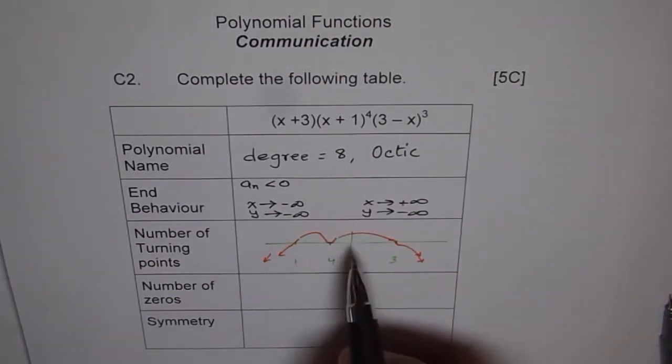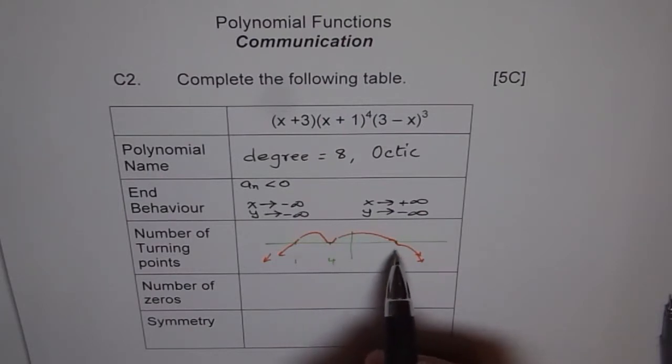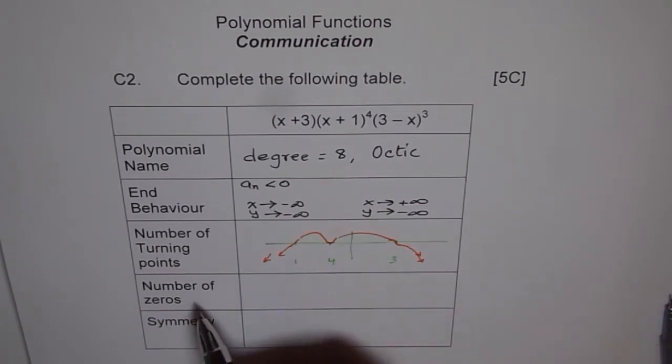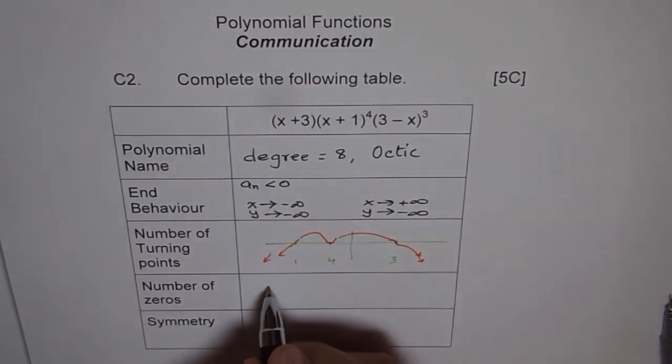Number of turning points you can count: 1, 2, 3, that's it, right? It turns once, twice, third time, right? This is not a turning point, right? 3 turning points. Otherwise, you can also find turning points from number of zeros. Number of zeros are number of factors, which are 3, right? So number of zeros are 3.